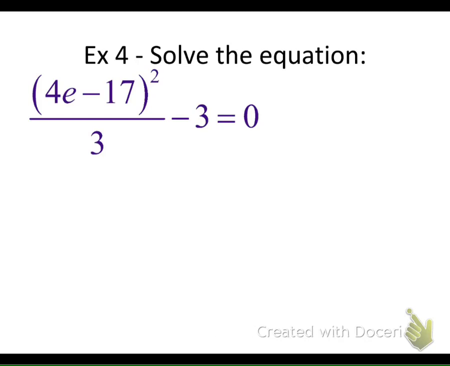Okay, example number 4. It's a little bit longer. So we have 4e minus 17 in parentheses squared, divided by 3, minus 3 equals 0. Hold on, I'm not even going to get going yet. I just want to copy it down right quick.